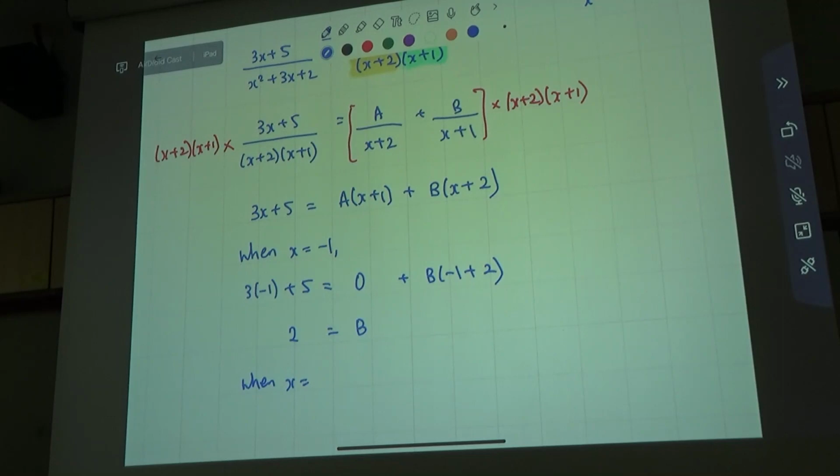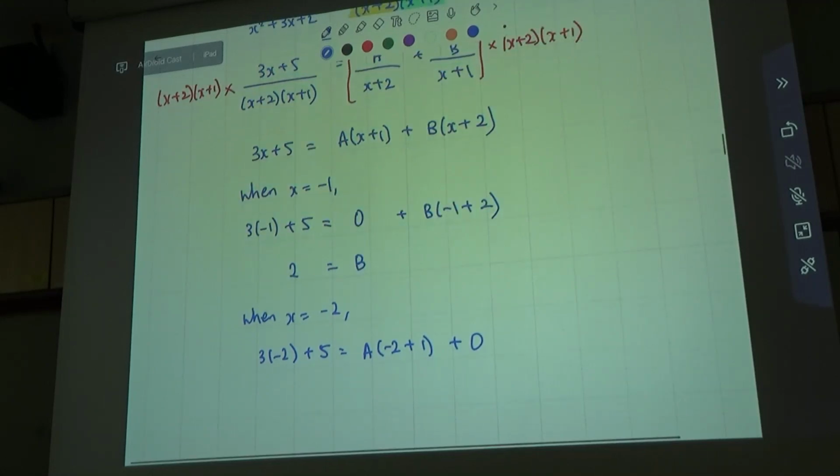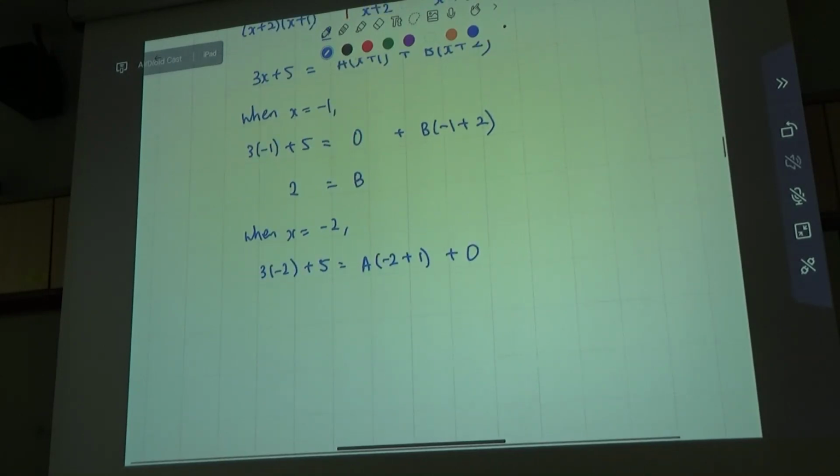What is the value that you want to choose to find out the value of A? Negative 2. So I will have 3 times negative 2 plus 5 equals to A times negative 2 plus 1 plus 0. I will be able to get negative 1 equals to negative A. So A equals to 1.